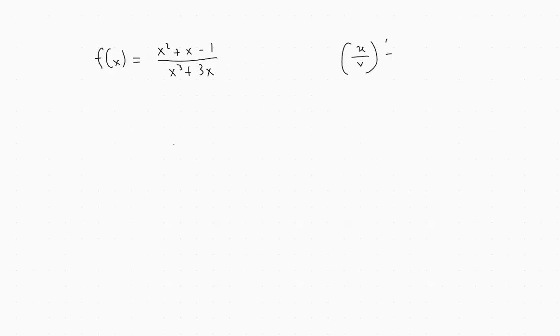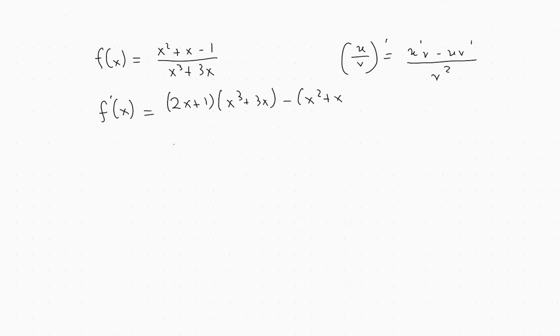So if we apply this, we find that the derivative of f of x is 2x plus 1, derivative of the numerator, times the denominator, x cubed plus 3x, minus the numerator, x squared plus x minus 1, times the derivative of the denominator, which is 3x squared plus 3, over the denominator squared.